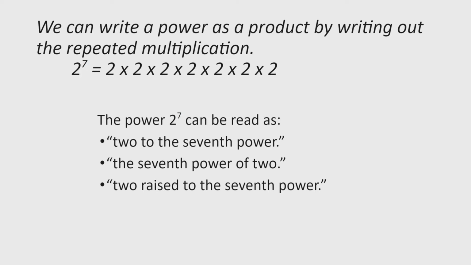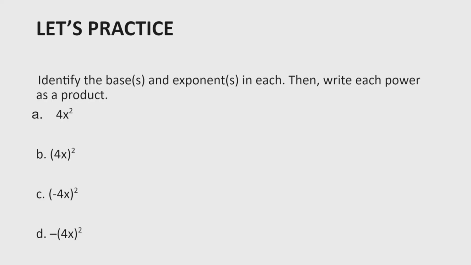We can write a power as a product by writing out the repeated multiplication. 2 raised to the 7th is the same as 2 times 2 times 2 times 2, and so on. We can expand it and see it. The power 2 to the 7th can be read as 2 to the 7th power, the 7th power of 2, and 2 raised to the 7th power, not 2 to the 7th, okay? All right, so let's practice. Let's identify the base and the exponent of our examples here.